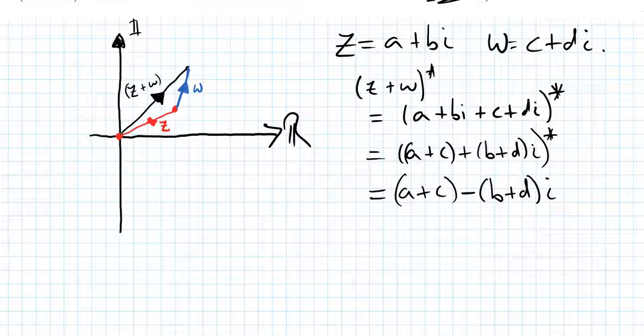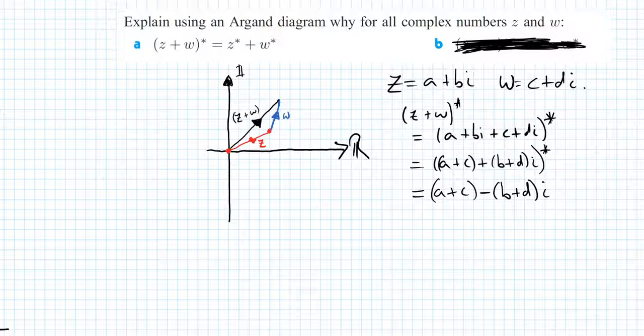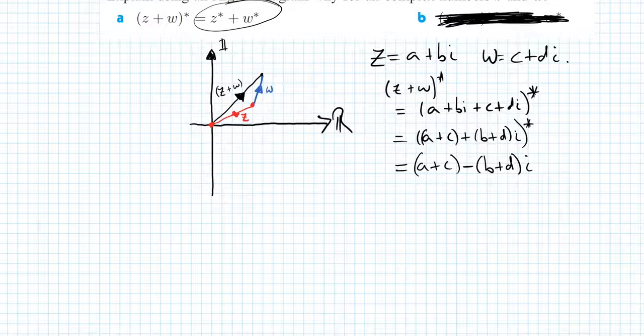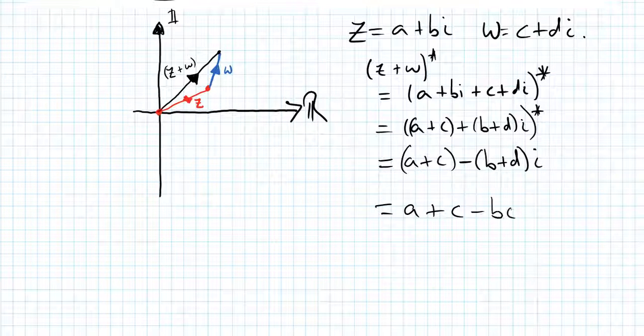Okay, that's it. Right, okay, now then, can we try now? That's our (z + w)*. Can we try and show that it's equal to z* + w*? Well, I hope we can. Let's see if we can engineer this correctly. So again, we can write this out again in more components, right? a + c, we've got a minus bi and a minus di.